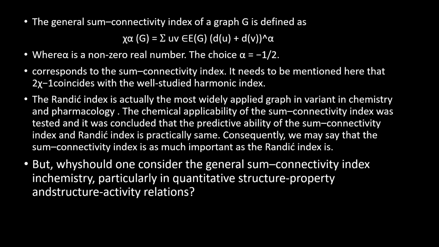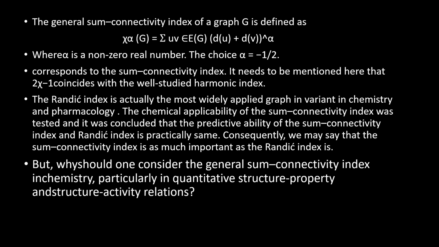The general sum connectivity index of a graph G is defined as χ_α(G) equal to the summation over uv belonging to E(G) of (d(u) + d(v)) to the power α, where α is a non-zero real number. The choice α equal to −1/2 corresponds to the sum connectivity index. It needs to be mentioned here that 2χ_{−1} coincides with the well-studied harmonic index.